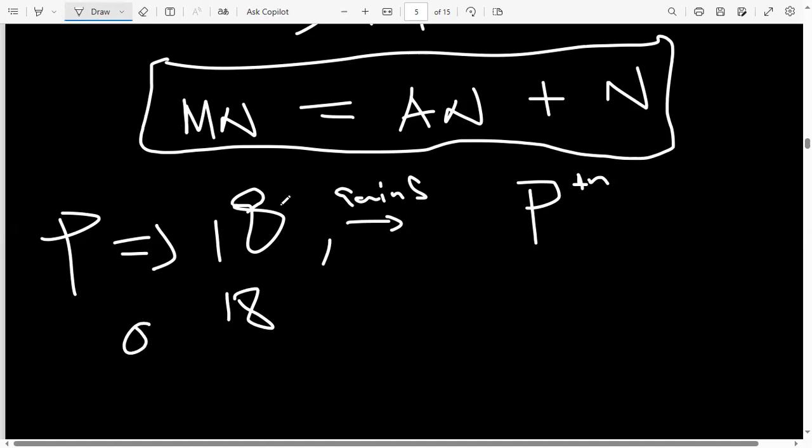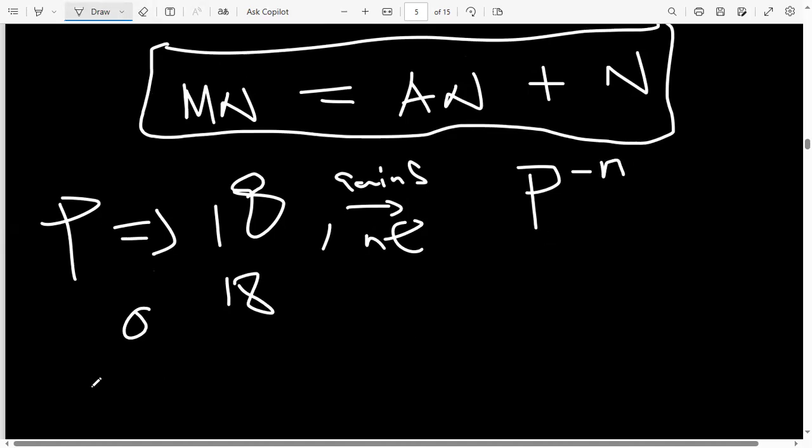The charge will be 0. But immediately this atom gains n electrons, it means you have more negative charges than positive charges. So the overall charge on that atom becomes negative. If it gains n electrons, the charge there will be minus n.